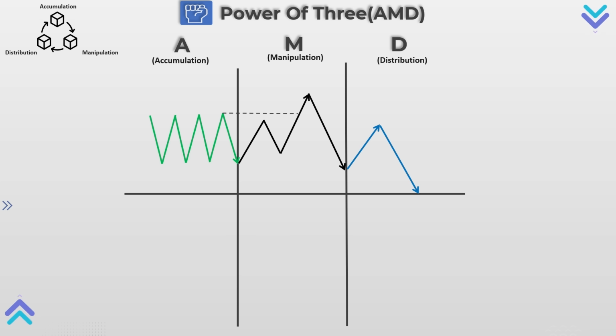This is where you should start looking for the typical AMD: the Asian session, the London session, and the New York session. If the Asian session has accumulated, you'd typically expect the London session to manipulate and then the New York session to distribute. But here's a pro tip to keep in mind.